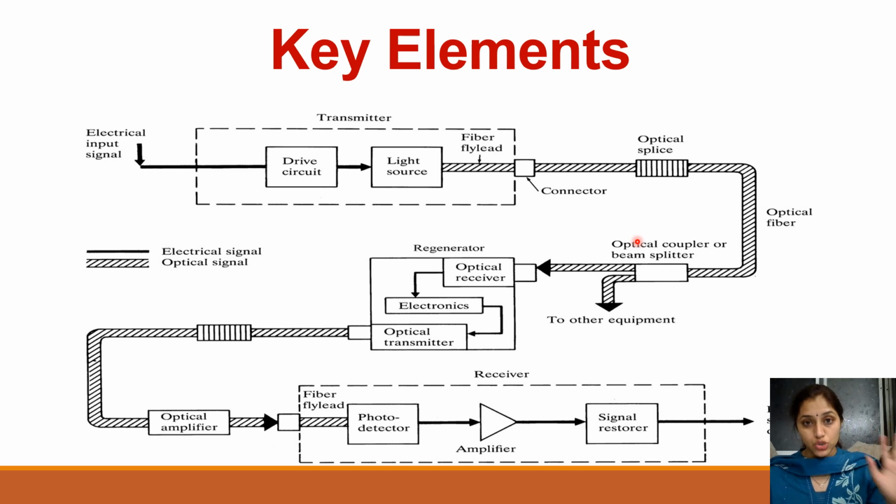So what we need is a source, we need a receiver, so transmitter, receiver, and to connect two of them we need a channel. In optical fiber communication system, our channel is optical fiber or optical fiber cable. Then we are sending our information in optical form, in the form of light signal. So our sources are LEDs, light emitting diodes, or lasers.